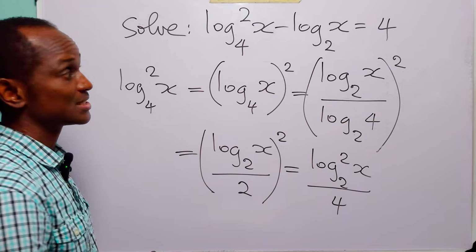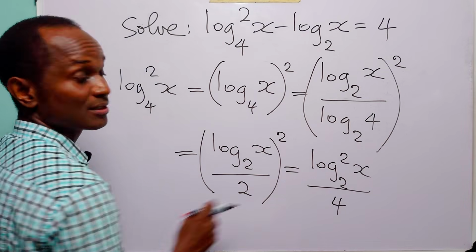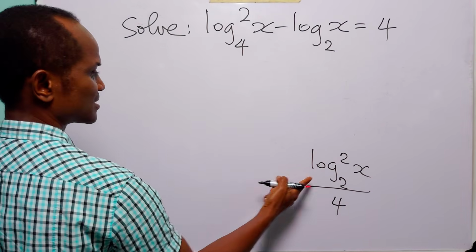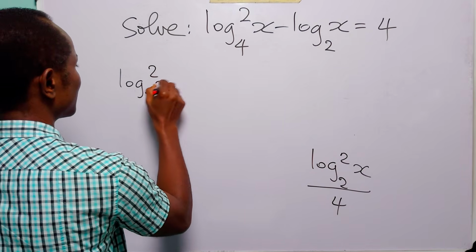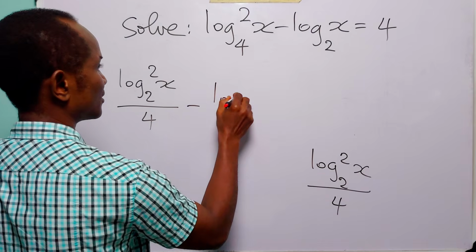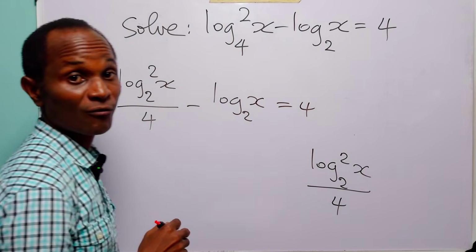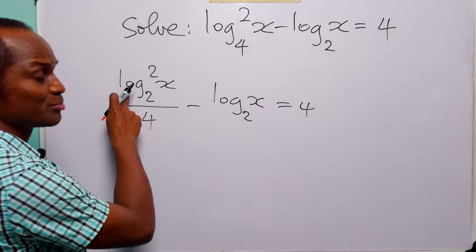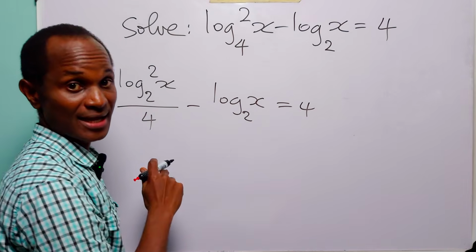Now what we are going to do is rewrite the original equation using this. This equation now becomes log to base 2 squared of x over 4 minus log to base 2 of x is equal to 4. Now you can see that here we have log to base 2 of x squared, and here we have log to base 2 of x.